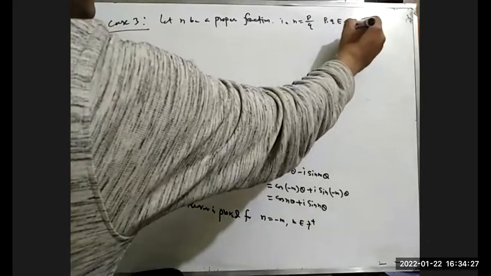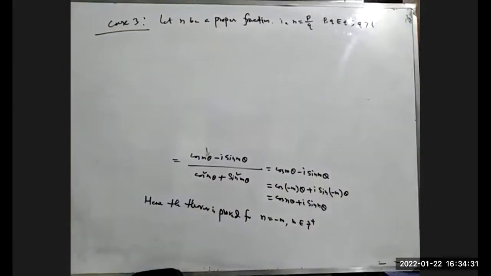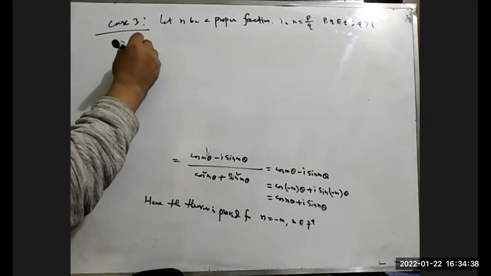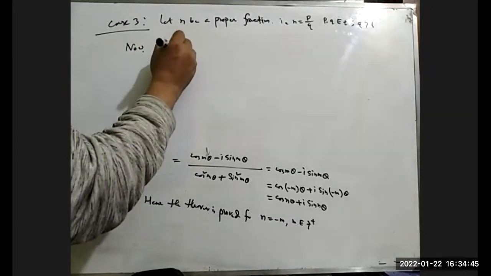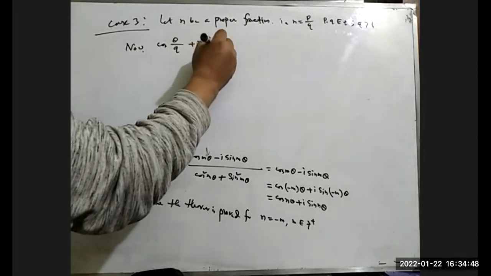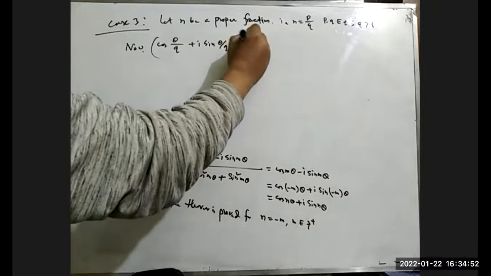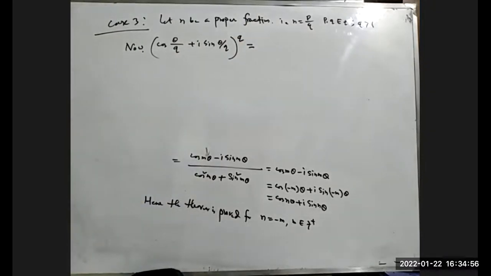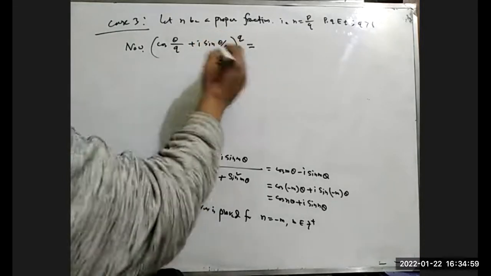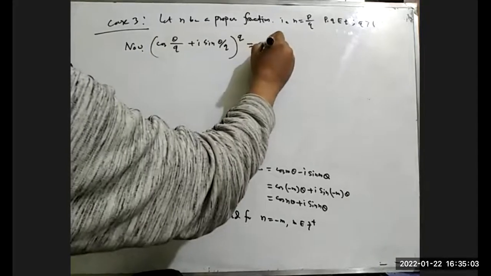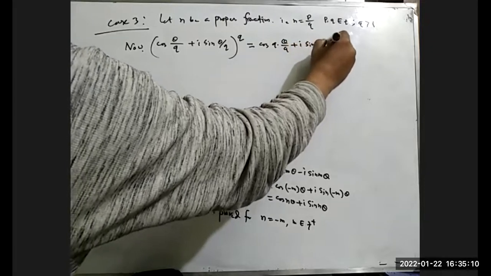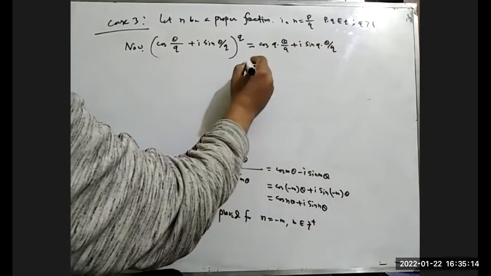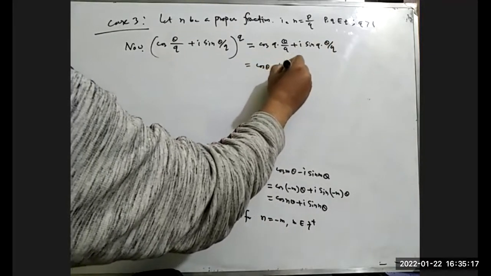Any integer, but q always greater than 1. So in that case, now cos theta by q plus I sin theta by q to the power q equals to, what can we do? By using case 1, just multiply with the angle. Q into theta by Q plus I sine Q into theta by Q. This equals cos theta plus I sin theta.